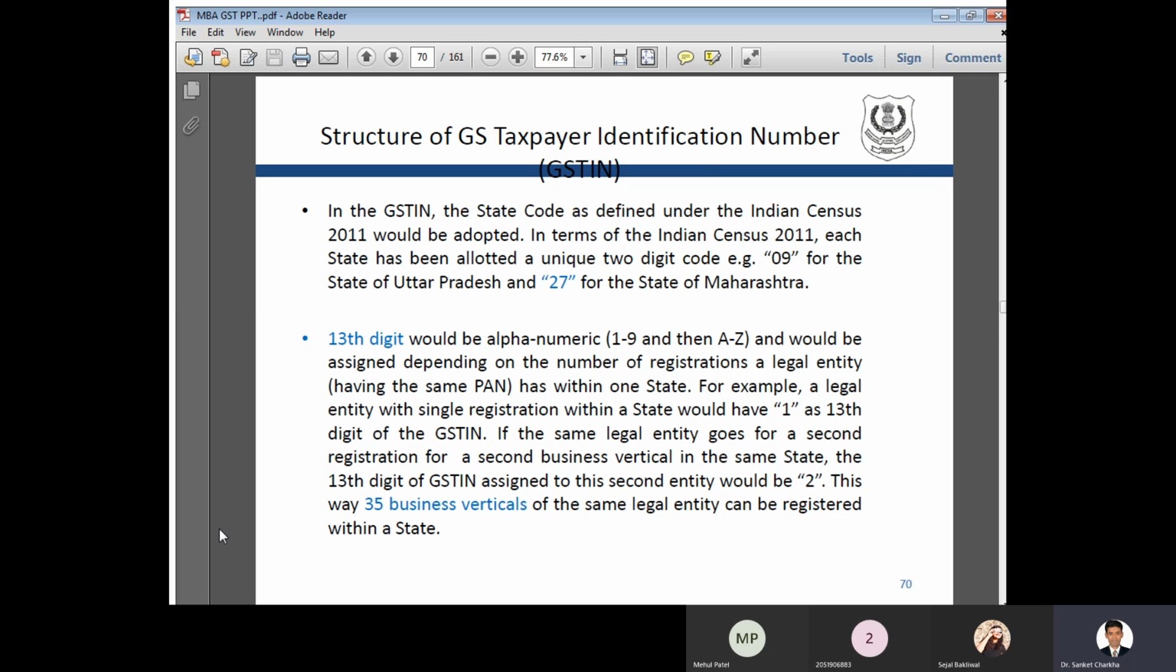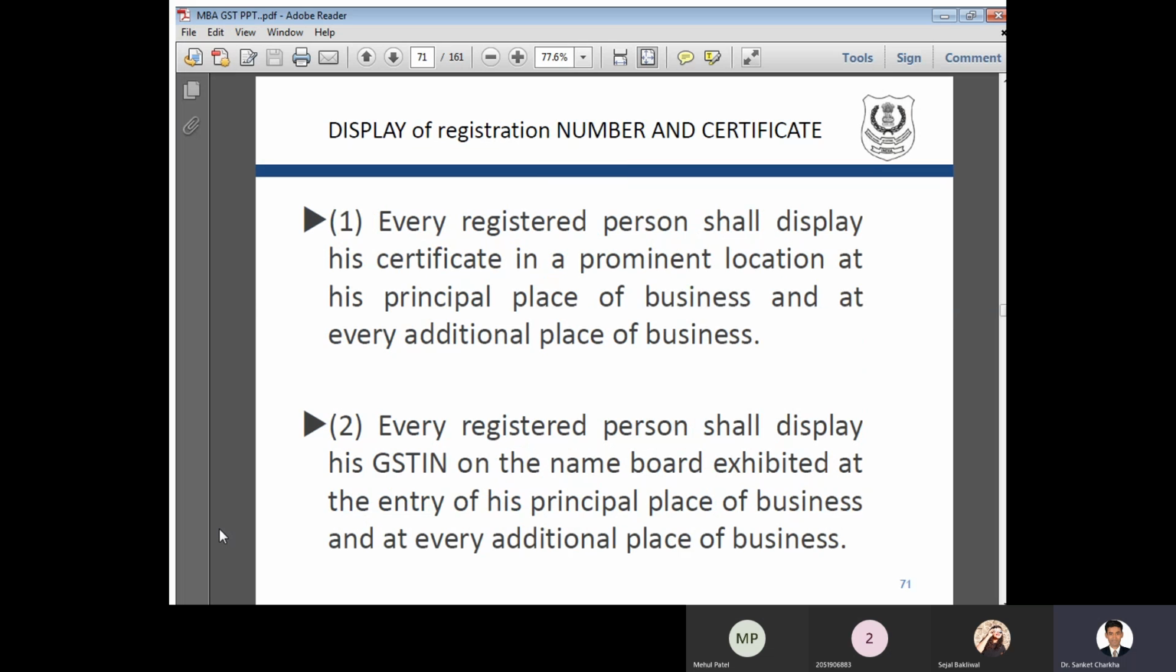Display of registration number and certificate. What are the various places where you have to display your registration number and your certificate of registration under the GST? First, every registered person shall display his certificate in a prominent location at his principal place of business and at every additional place of business.